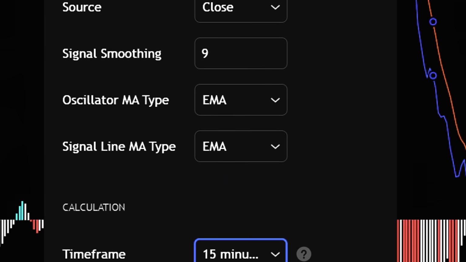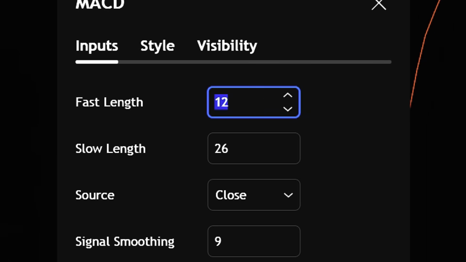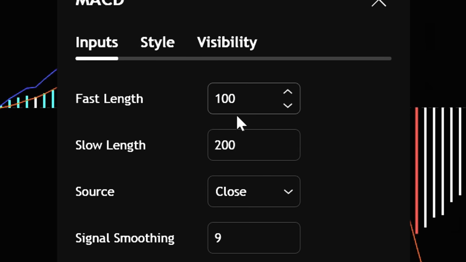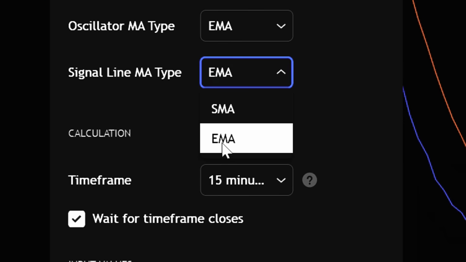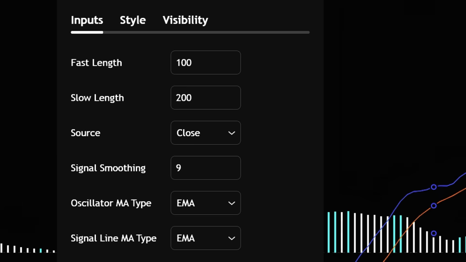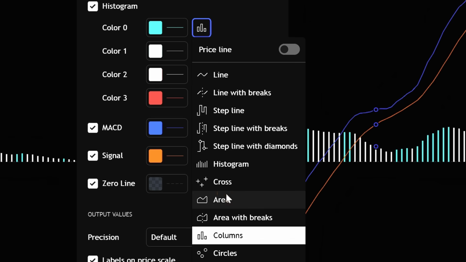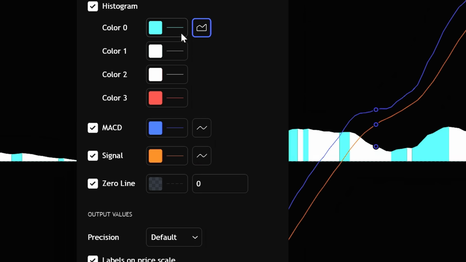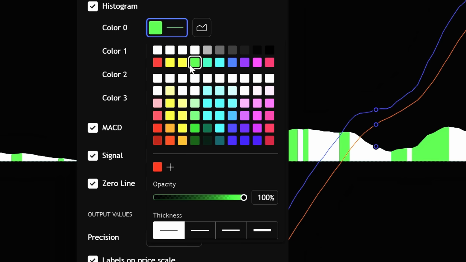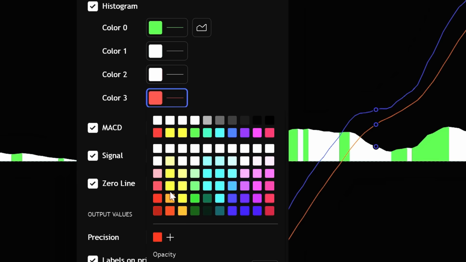Next, change the fast length to 100 and the slow length to 200. Now, hop over to the Style tab. We're going to clean this up. Find the histogram and change its style to area. I like to make my colors a nice bright green and red.